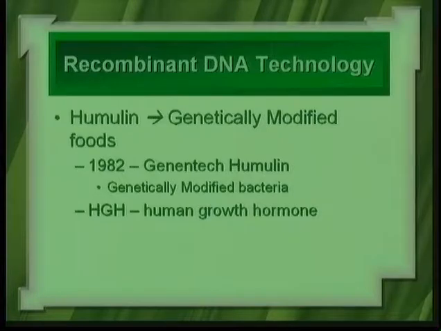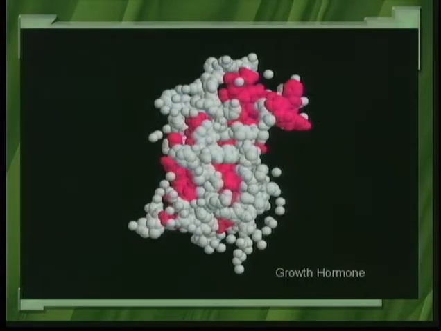Now another kind of human product is HGH, human growth hormone. People have been able to engineer it. This is a model of growth hormone. In the past, you couldn't get growth hormone from pigs or cattle or sheep or any other animal. People who were very tiny and whose bodies weren't producing enough human growth hormone had to get it from cadavers, from people who were dead.